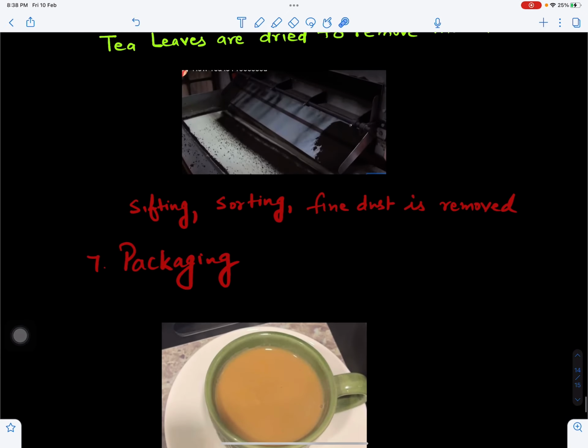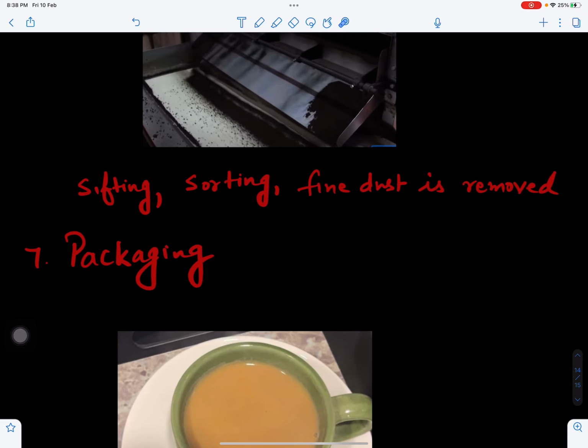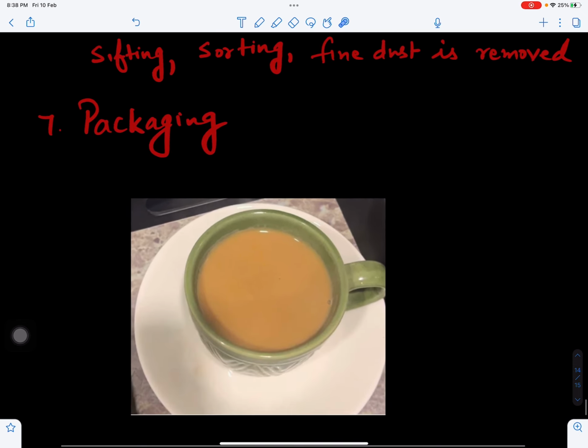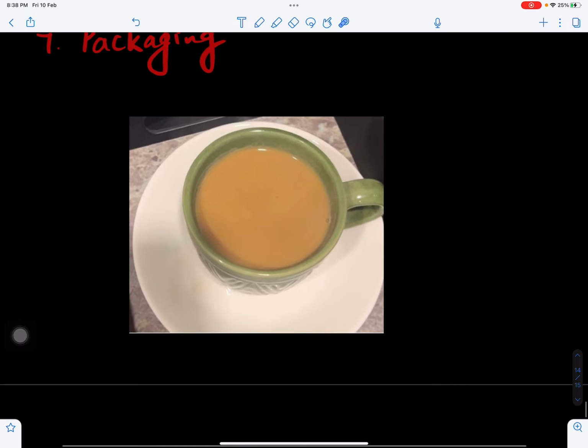Now the last step: when tea leaves have been oxidized and fermented into black tea, there is sifting, sorting, and fine dust is removed. The last step is packing under vacuum conditions so that moisture may not spoil the tea particles. Now we can prepare the tea and enjoy the tea.